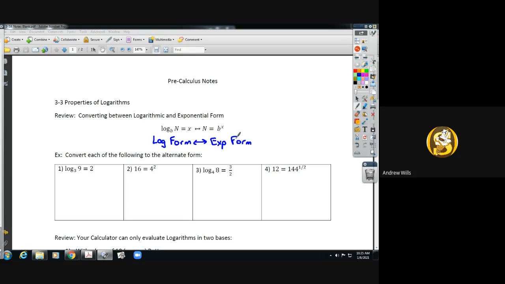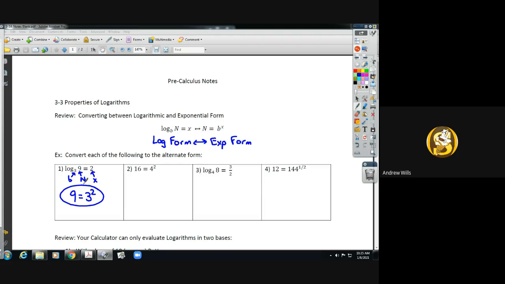So the first thing we talked about right before we went on break is how to convert between these two forms. Number one is in logarithmic form, where our b value is 3, our n value is 9, and our x value is 2. So we would convert this and we would have 9 equals 3 squared as the exponential form of that logarithm. Again, those two expressions are identical. They say exactly the same thing.